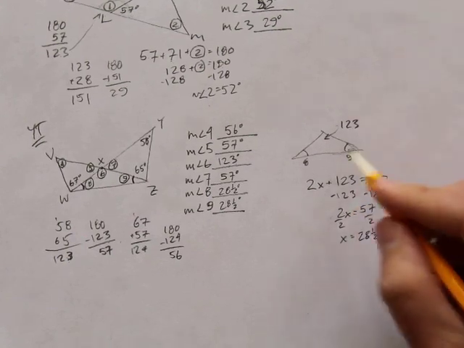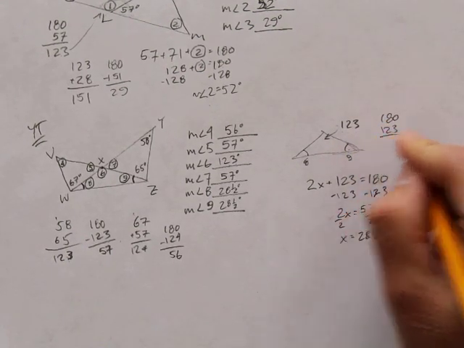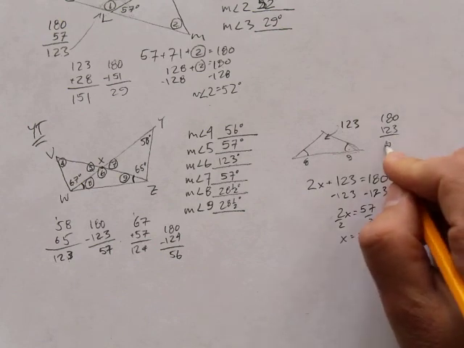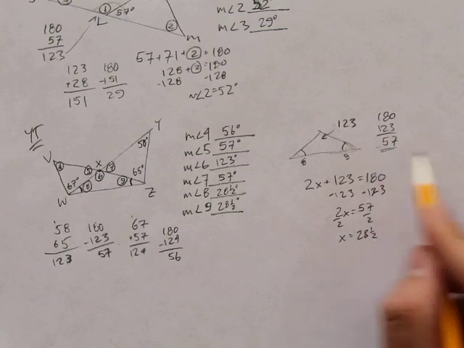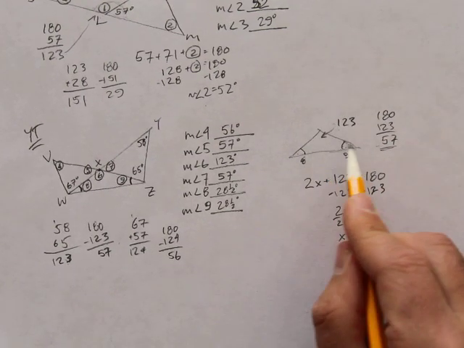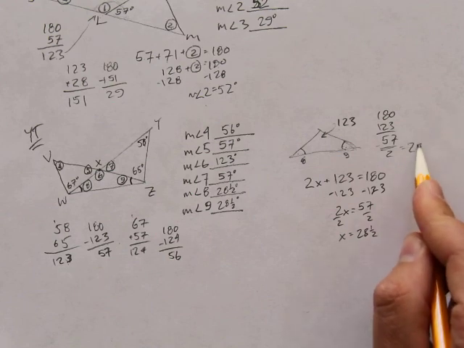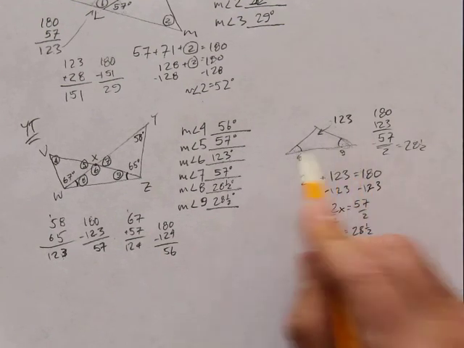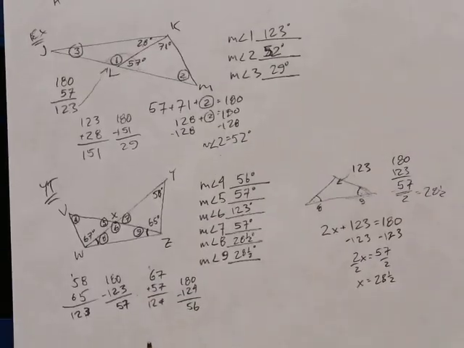Another way to think about it is, let's just subtract 123 from 180, and I get 57. And so these two angles have to share this 57 degrees. And since they are congruent, you just divide it straight by 2, and you get 28.5. So each of these has to be 28.5. That's another way to think about it. It's the same math, just a little bit different way to think about it.